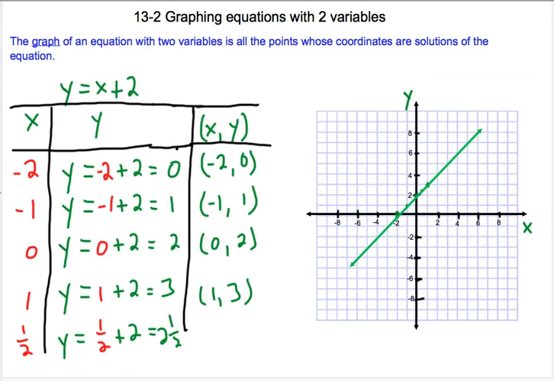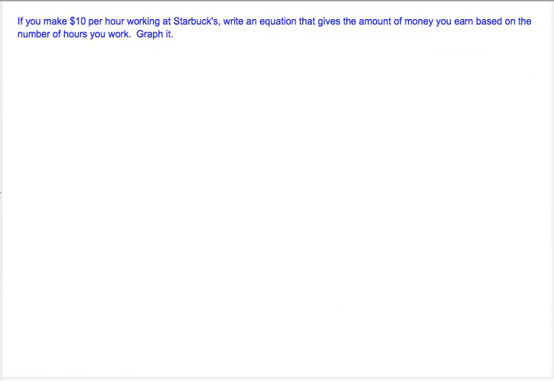Alright, let's try another example here. Let's say you make $10 an hour working at Starbucks. Write an equation that gives the amount of money you earn based on the number of hours you work, and then graph it. Okay, so we're not always graphing x's and y's. The whole purpose of graphing is to solve problems or to give a visual representation of something to make it easy to figure out or easy to read or easy to understand. So in this case we're talking about money in hours.